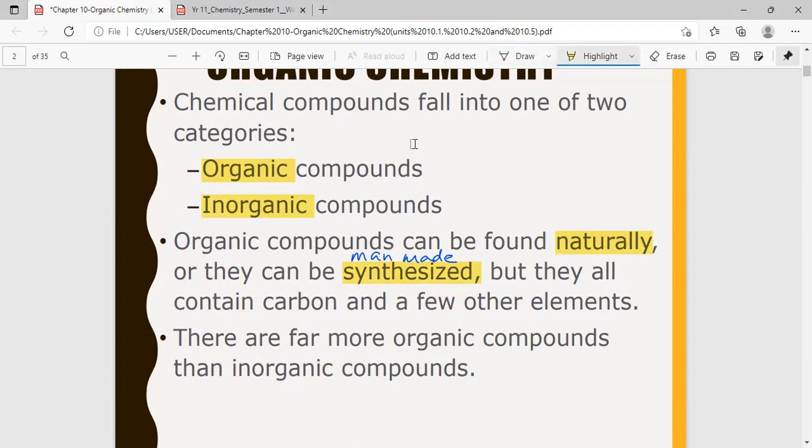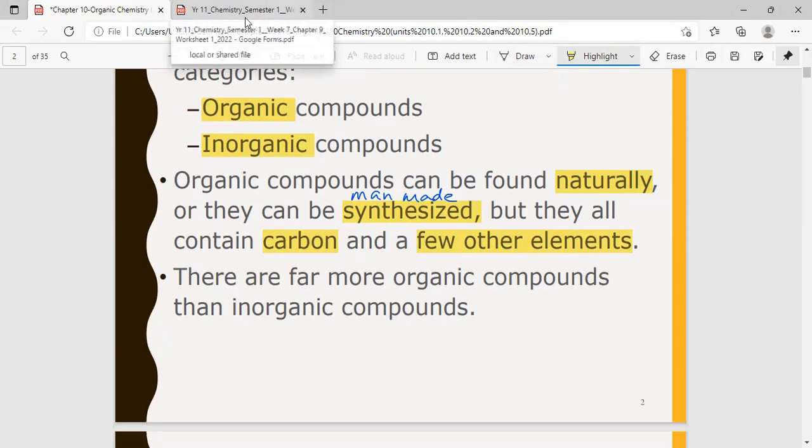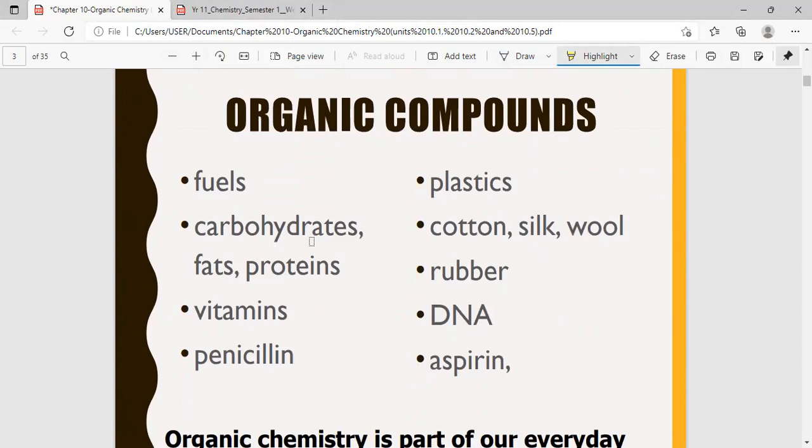However, all organic compounds contain carbon and a few other elements. So carbon is the main element in organic compounds. And there are far more organic compounds than inorganic compounds. Okay, so let's see why there are so many organic compounds.